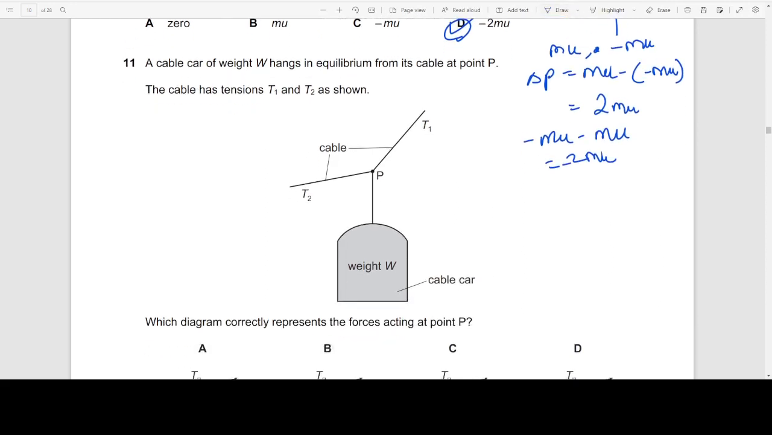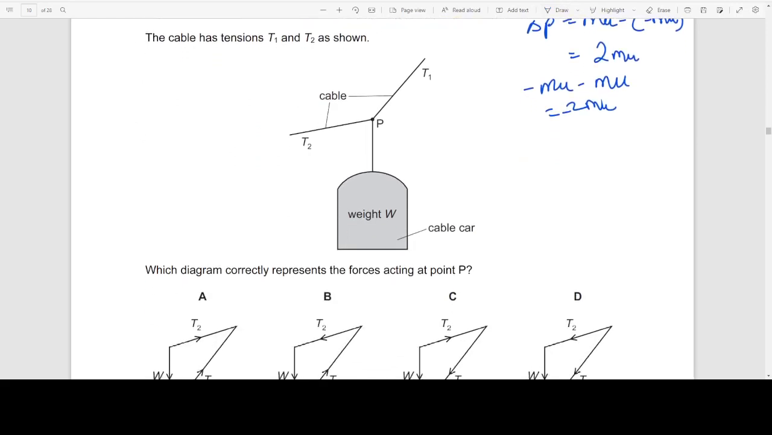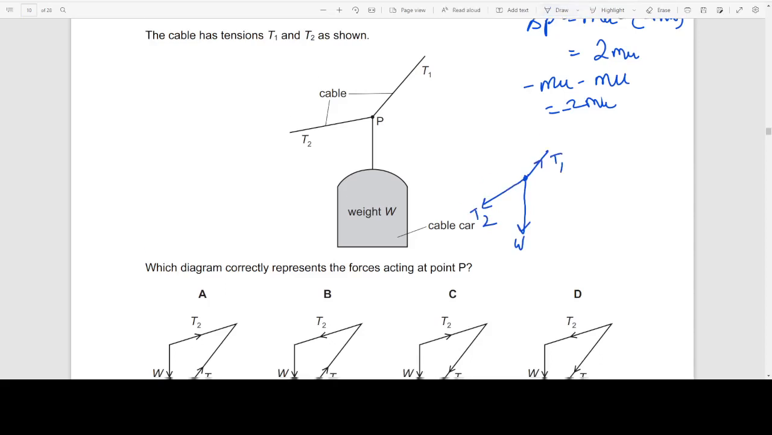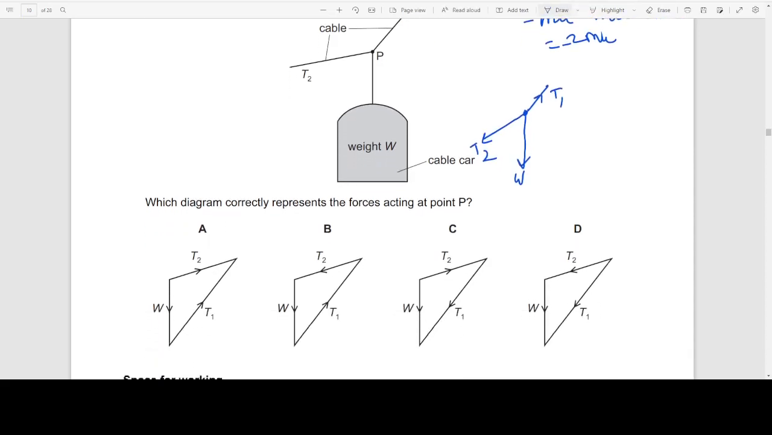A cable car of weight W hangs in equilibrium from its cable at point P. The cable has tensions T1 and T2. Which diagram correctly represents the forces acting at point P? So at point P, let's just draw a kind of free body diagram. There is weight W, there is T1, there is T2, and they are all in equilibrium. So we can just check the arrows and compare with this free body diagram. So weight is downwards in every option.